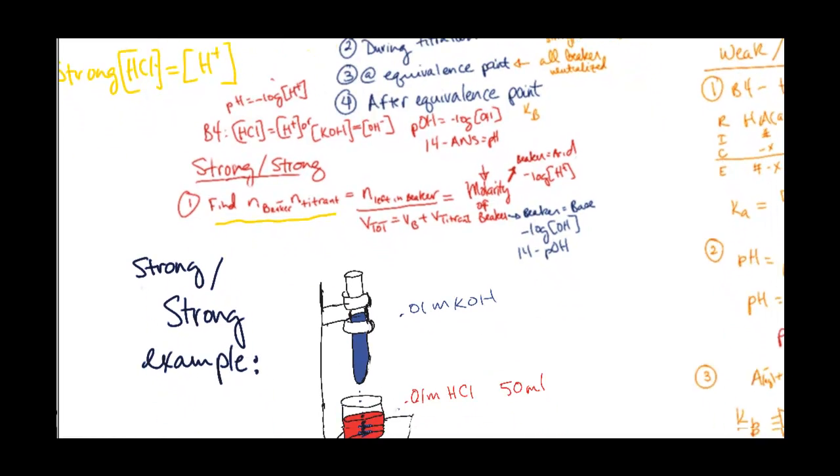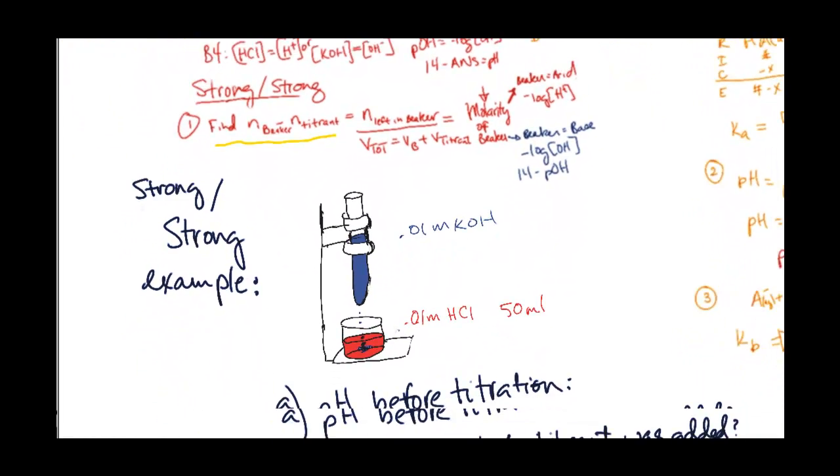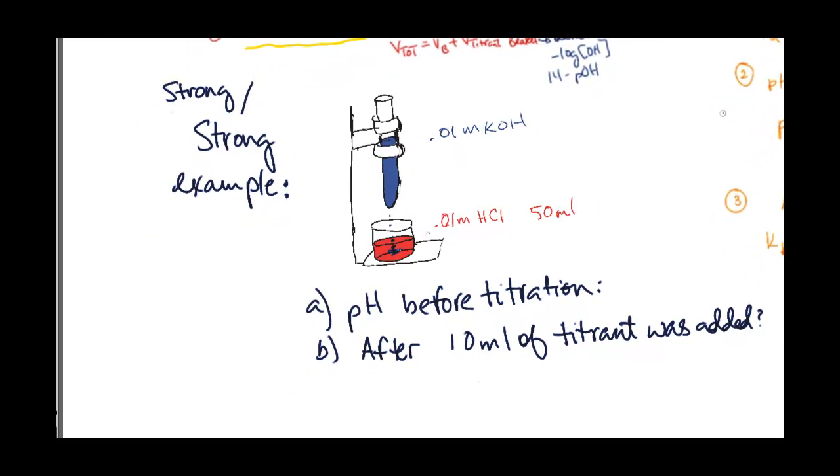So, we have a scenario in which we have 0.01 molar potassium hydroxide being titrated into 50 milliliters of 0.01 molar hydrochloric acid. And we basically are going to need to find the moles of each. Okay, so let me track down my calculator.